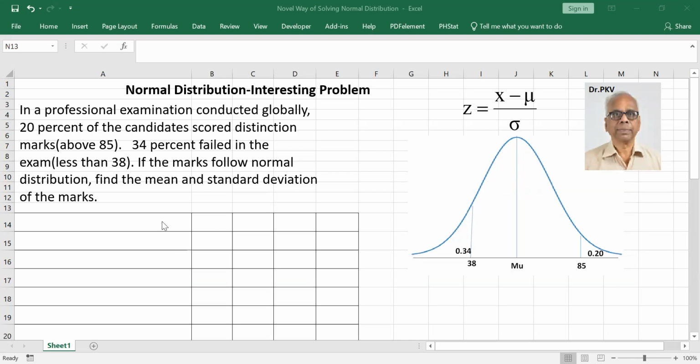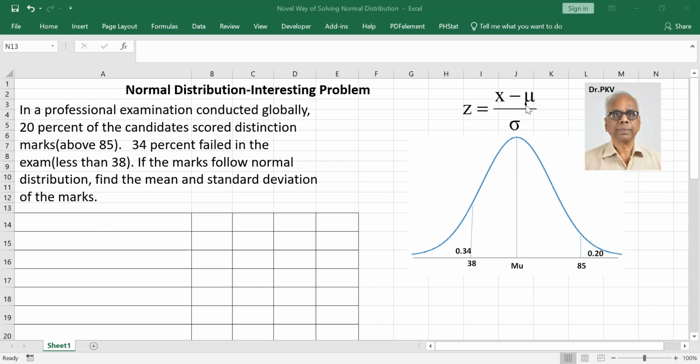Let me read out the problem. In a professional examination conducted globally, 20% of the candidates scored distinction marks above 85. 34% failed in the exam, scoring less than 38. If the marks follow normal distribution, find the mean and standard deviation of the marks.